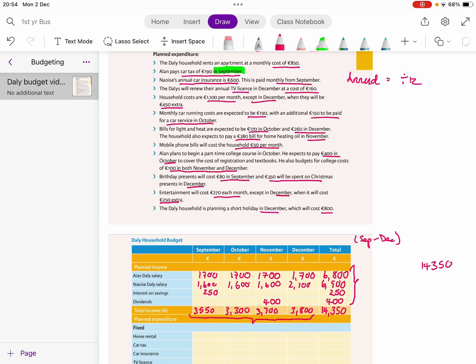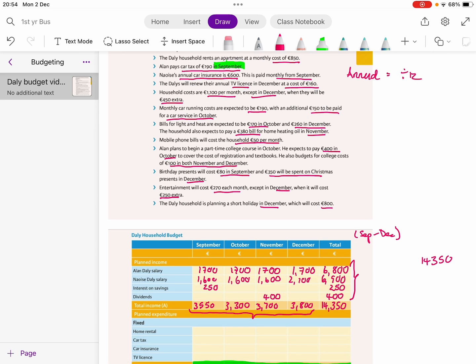Okay, so my planned expenditure. The Daly household rents an apartment at a monthly cost of 850. So I'm going to put 850 into each month. And when I add all of those together, I'm just going to go back into my calculator here. 850 multiplied by 4, and I get 3,400. €400.